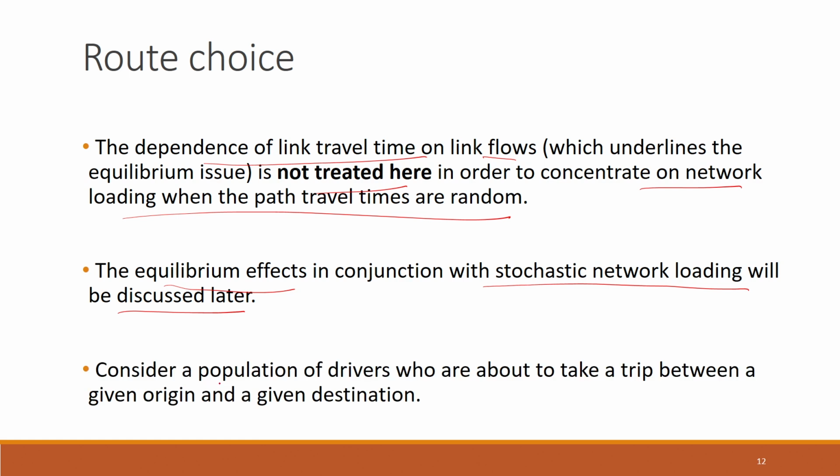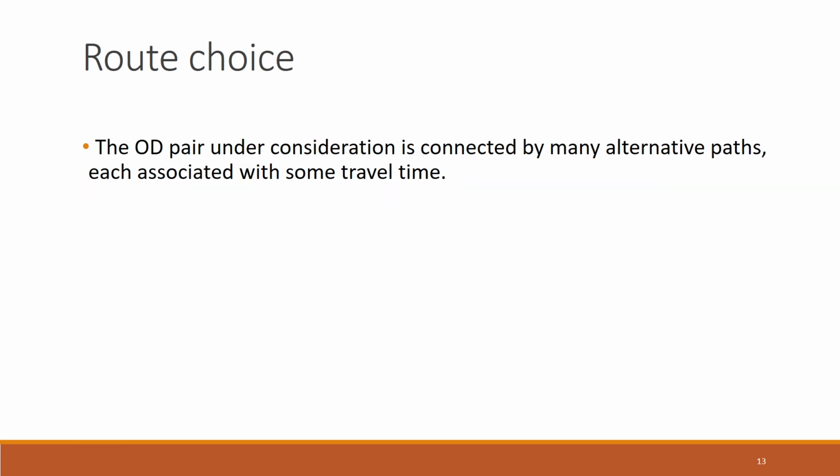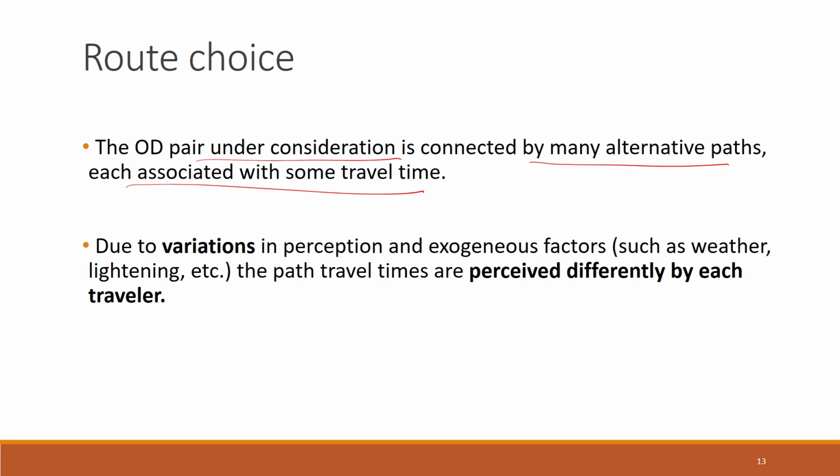So let us consider a population of drivers who are about to take a trip between a given origin and a given destination. The OD pair under consideration is connected by many alternative paths, each associated with some travel time. Now, due to variations in perception and some exogenous factors such as weather, lighting, etc., the path travel times are perceived differently by each traveler. So now we are providing the motivation for having random travel time.